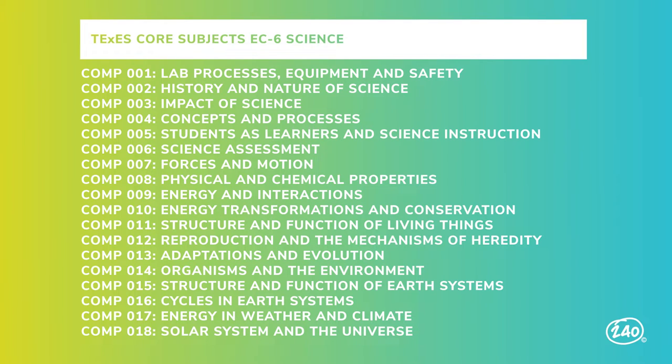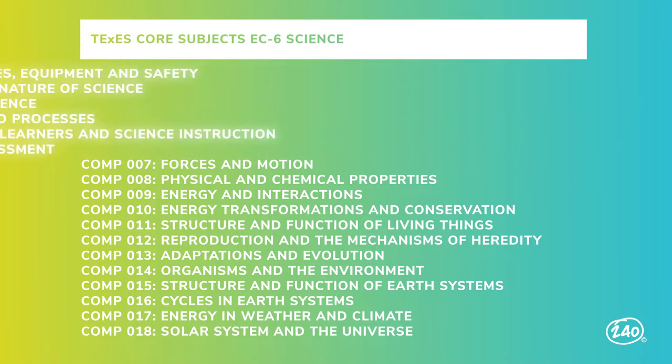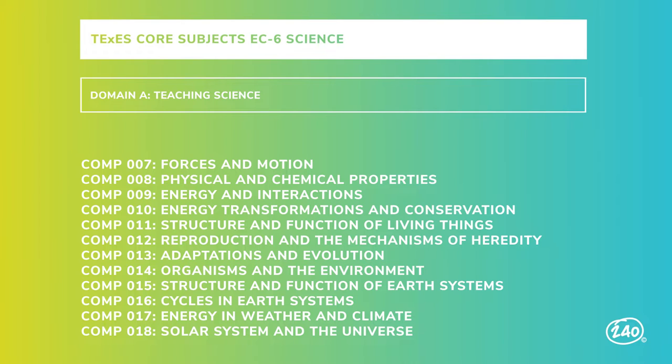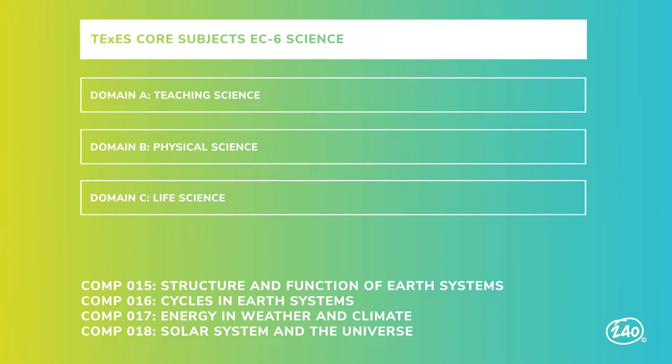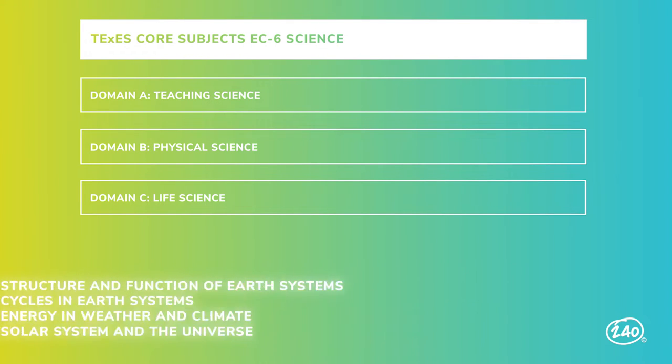Here's the list of competencies as they're given to you, but we can clean this up a bit. Competencies 1 through 6 relate to science instruction and general overarching science concepts. Let's group these and call them Domain A, or teaching science. Competencies 7 through 10 include forces and motion, physical and chemical properties, and 2 on energy. So let's call this domain physical science. Competencies 11 through 14 cover information about living organisms, so we'll call those life science. And finally, competencies 15 through 18 relate to Earth and space, so let's call them that.